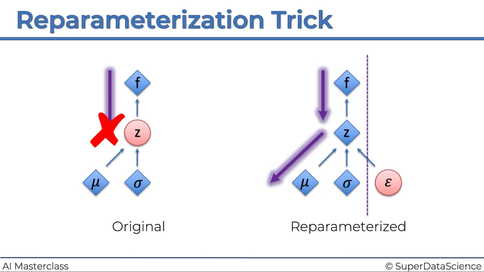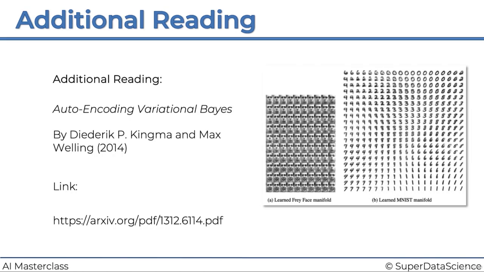If you'd like to learn more about it, then there's a paper on arXiv, which is called Autoencoding Variational Bayes by Kingma and Welling. And this is where the reparameterization trick was first introduced. So check it out if you want to learn more.